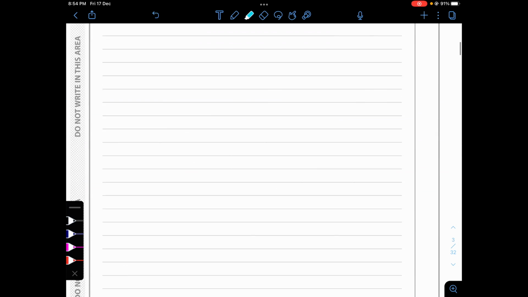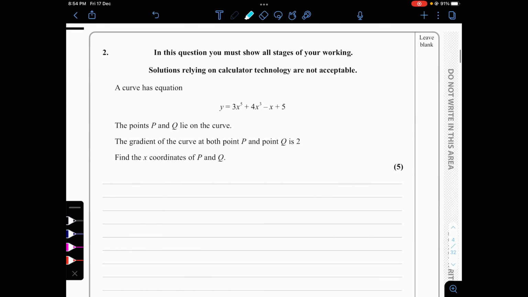Let's move on to question number 2. The question says, a curve has equation y equals 3x to the power of 5 plus 4x cubed minus x plus 5. Points P and Q lie on the curve. The gradient of the curve at both points P and Q is 2. Now we remember the gradient is also called dy by dx, the gradient function. They mention that the gradient at points P and Q is 2. So that means the gradient function is equal to 2 at point P and point Q.